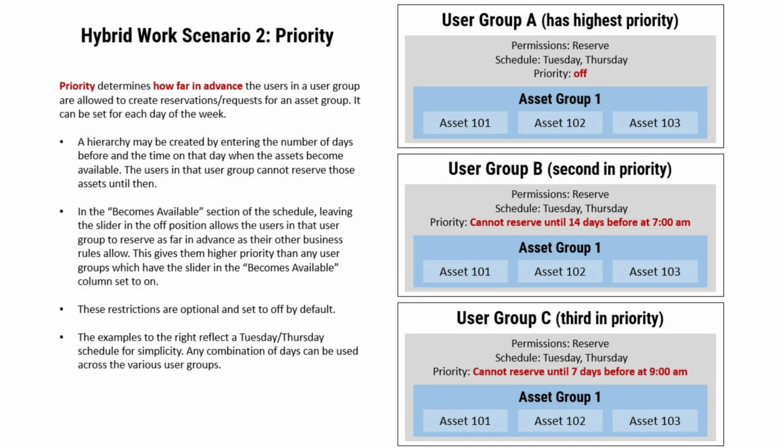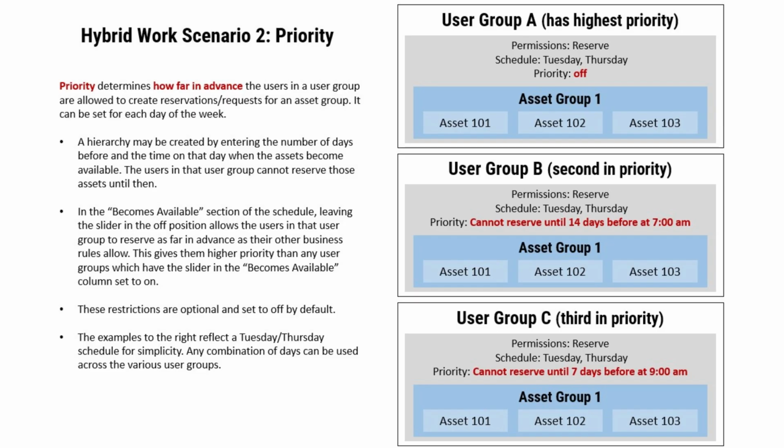The second scenario covers priority. This is an optional hierarchy determining how far in advance users are allowed to create reservations or requests for an asset group. In this example, User Group A has the highest priority since there are no restrictions as to when the assets in Asset Group 1 become available to them.